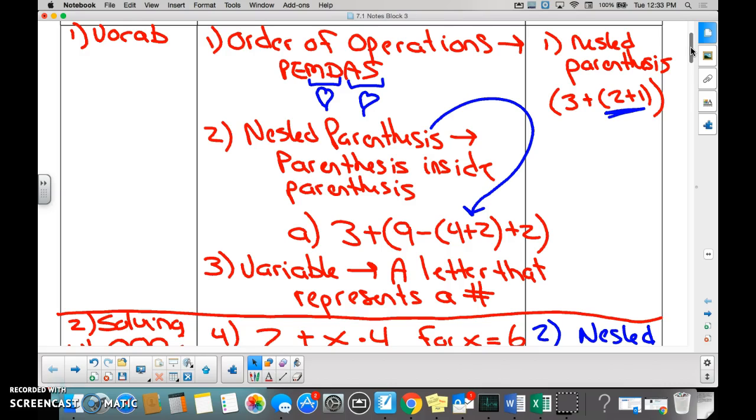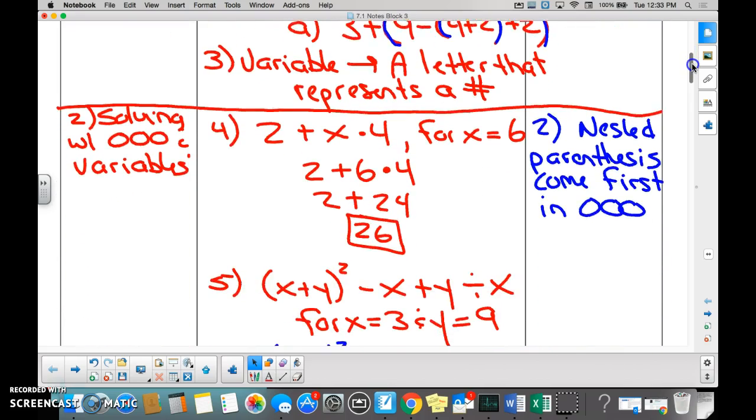Okay? Nested parentheses. We gave you an example of these. Nested parentheses are parentheses inside parentheses. So here would be a set of parentheses, and here would be another set inside there. The nested parentheses are nested or nestled right inside of the main parentheses. And then you all are probably pretty good at variables, letters that represent numbers.